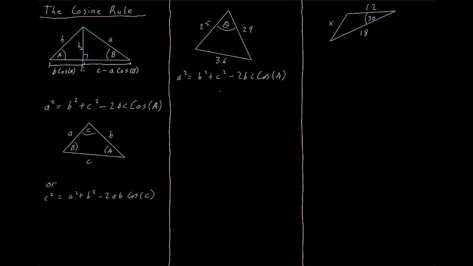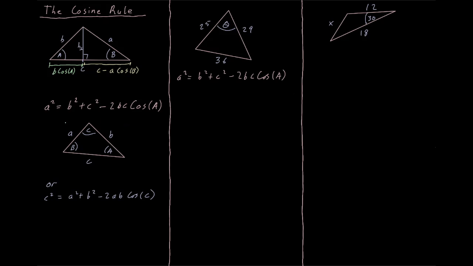Hello, now we are going to look at the cosine rule. So this is the cosine rule here. We have a squared is equal to b squared plus c squared minus 2bc cos of A. So first of all, let's read where all of these letters are coming from, and then we'll have a quick discussion as to where we might get this formula from.